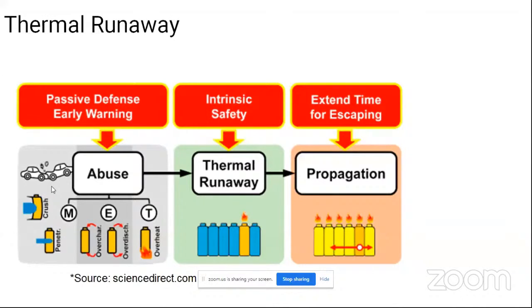In all three abuse conditions, mechanical, electrical, and thermal, this can be a reason for thermal runaway. In thermal runaway, the battery will explode. And once one battery explodes, it will propagate to the adjacent cells, and the whole vehicle will explode. That is the reason thermal management of an electric car is very important.